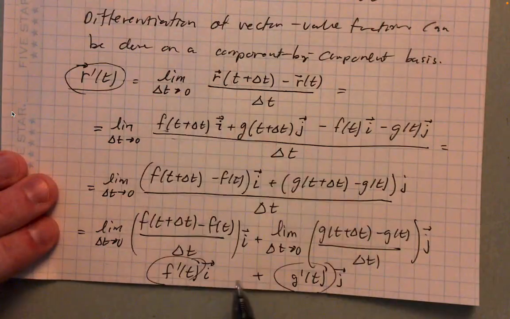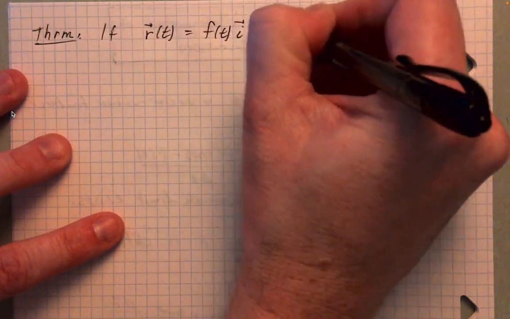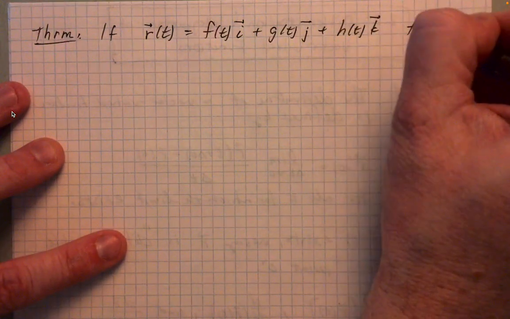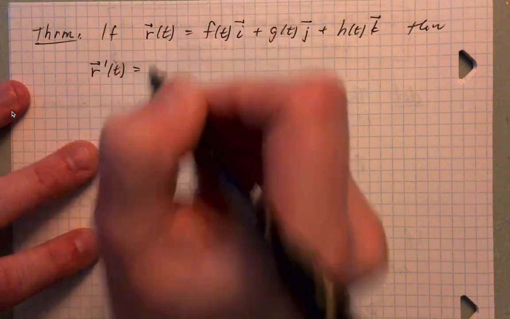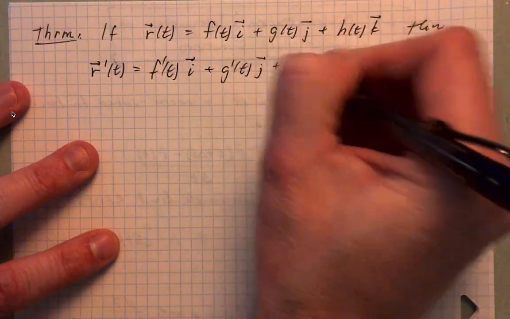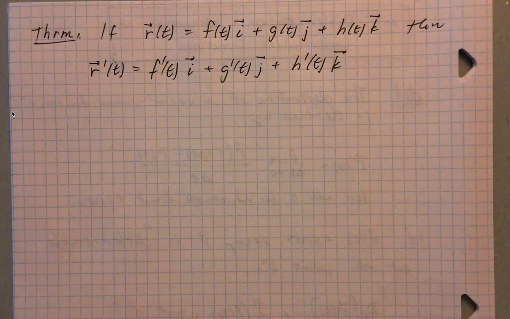Okay, so this is basically the proof of the following theorem, which we'll state quickly since it's already been said, but just for completeness' sake: if r of t is equal to f of t times the i vector plus g of t times the j vector plus h of t times the k vector, so a three-dimensional vector or a two-dimensional vector, then the derivative of r is equal to the derivative of the components, f prime of t times i plus g prime of t times j plus h prime of t times k. And that's basically what we just said. We did it for two-dimensional vectors, but you can imagine how the proof would extend naturally into the third dimension just by adding that k component. It's all the same argument, though.